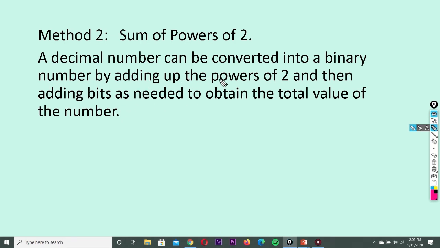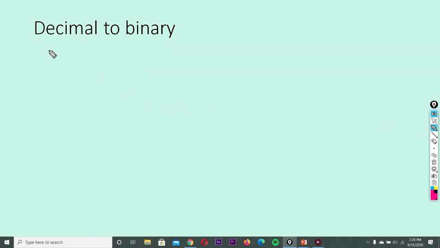That means we have to write the powers. By adding the powers of 2, we can add bits to the corresponding powers of 2 and find the value. Okay, we will see the example. So next we are going to discuss the same example 65 by using the sum of powers of 2. Okay, so 65 is the given decimal number.